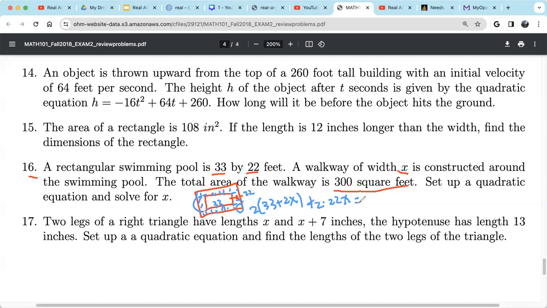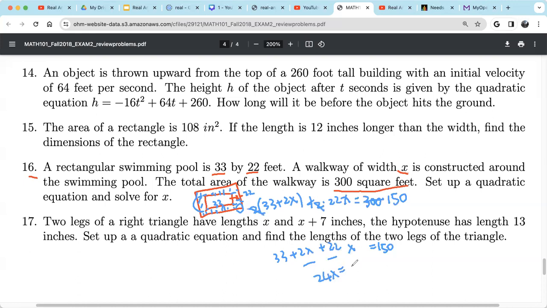Then add up the area, which is 300 square feet. Now we just have to distribute. Actually, we can simplify: we divide each by 2, and we get 150. So we get 33 plus 2x plus 22x equals 150. Or 2x plus 22x, that's 24x.